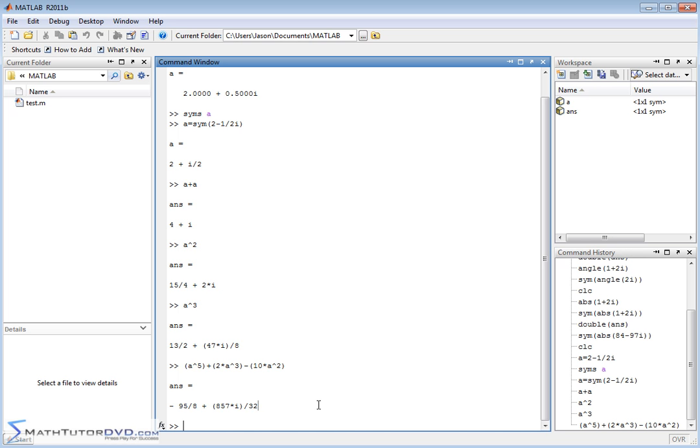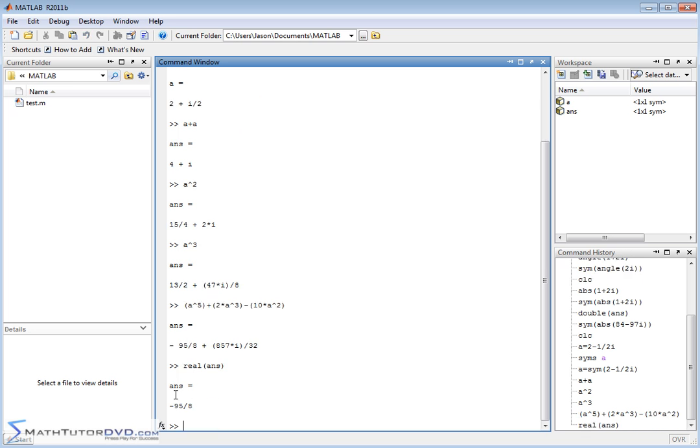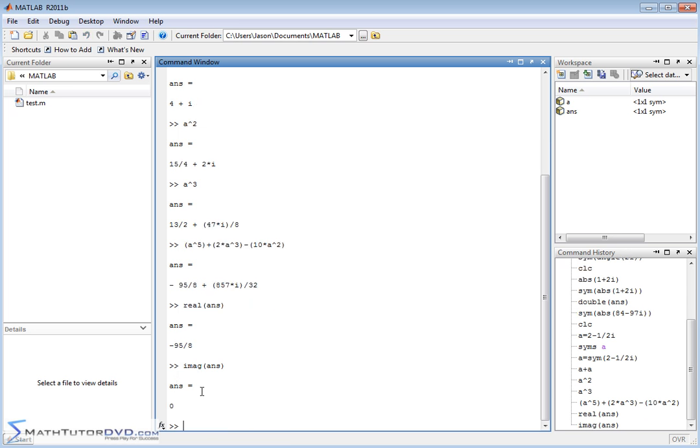In fact, if we wanted to find out what the real part of the answer was, it's going to give us exactly as a fraction the real part. If we wanted to know what the imaginary part was as an exact result, actually I'm going to get in trouble here, because if I type in ans, this is a good example of what to avoid. If I type in ans now, it's going to use the last answer here. It's going to give me a 0.